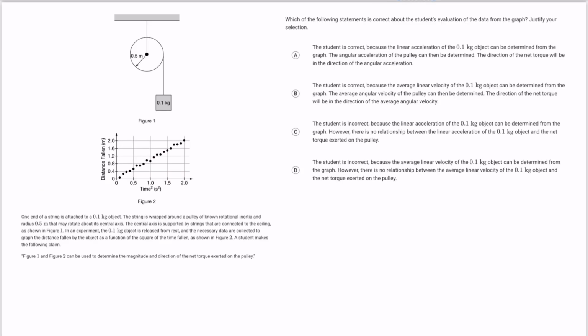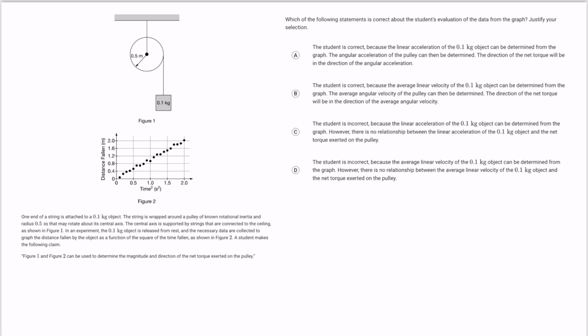In this problem, we have two figures. We're seeing the side view of a pulley and then a graph that looks a little bit different than most graphs that we've probably dealt with. We have distance fallen for this mass plotted on the y-axis, and then we have the time that it takes, but not just time, it's the square of time, so it's time squared.